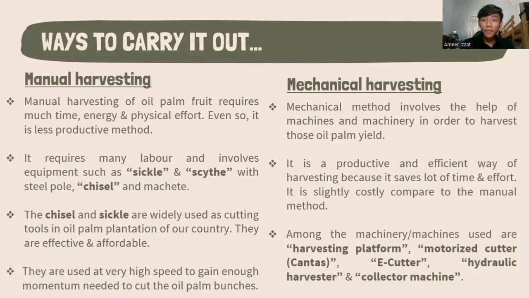And mechanical harvesting involves the help of machines and machinery in order to harvest the oil palm yield. It is a productive and efficient way of harvesting because it saves a lot of time and effort, but it is slightly costly compared to the manual method. Among the machines commonly used are harvesting platform, motorized cutter or chantas, which was developed by the MPOB, e-cutter, hydraulic harvester, and collector machine.